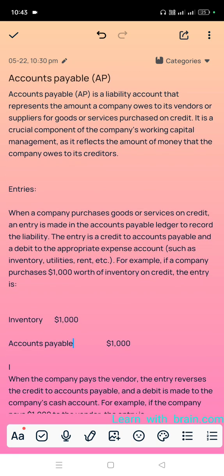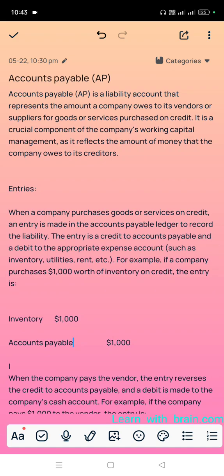So today our concept is accounts payable. I hope you understand. Accounts payable is a liability account that represents the amount a company owes to its vendors or suppliers for goods or services purchased on credit.